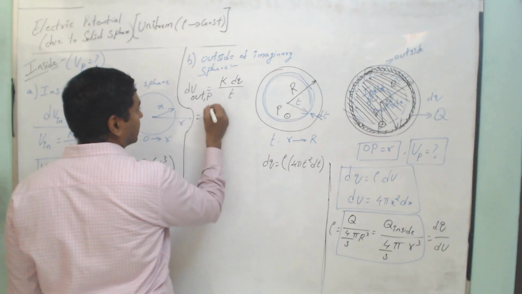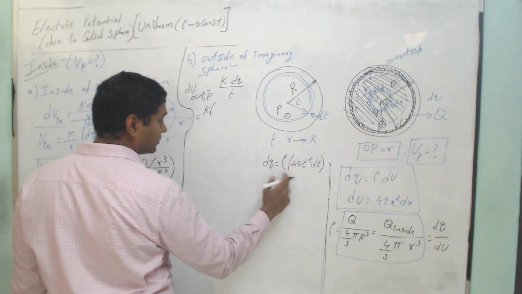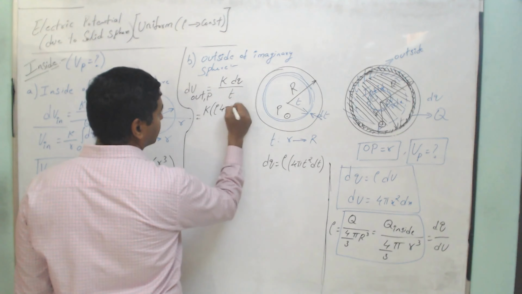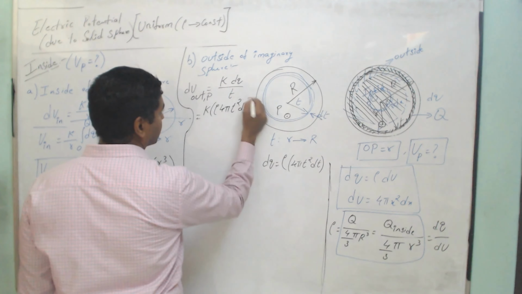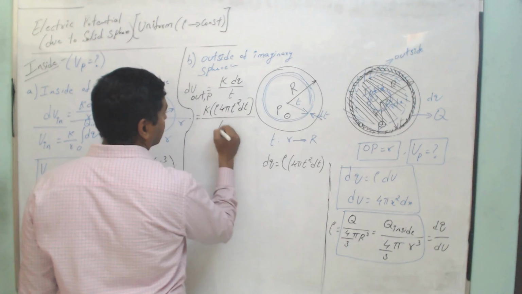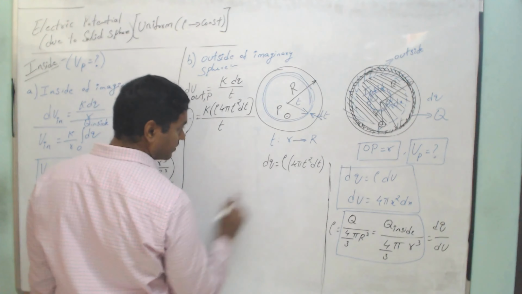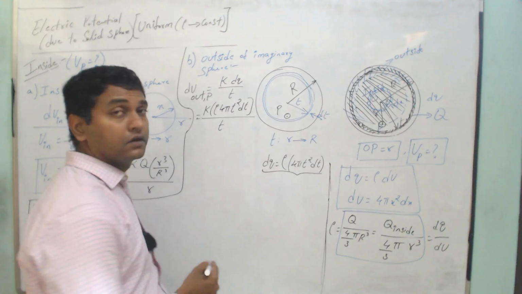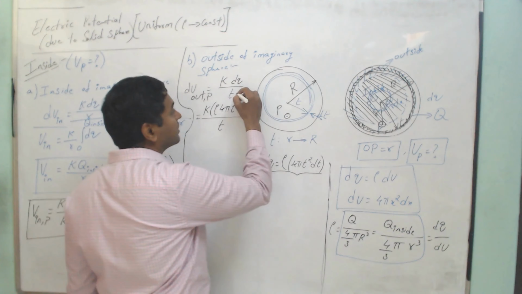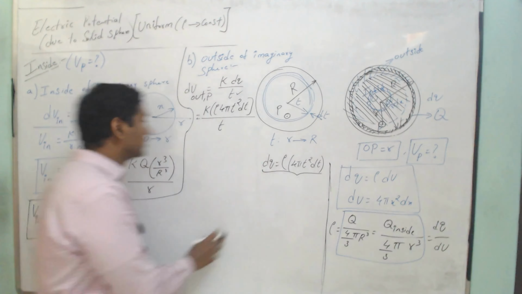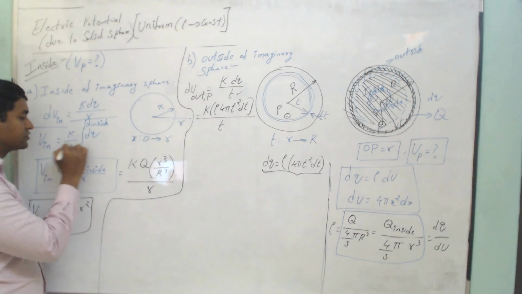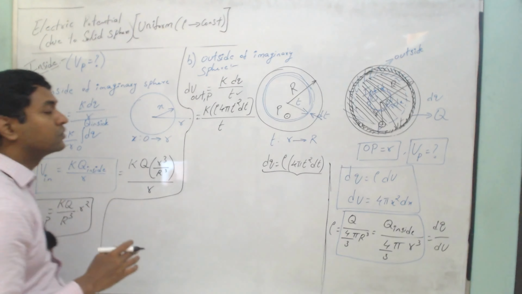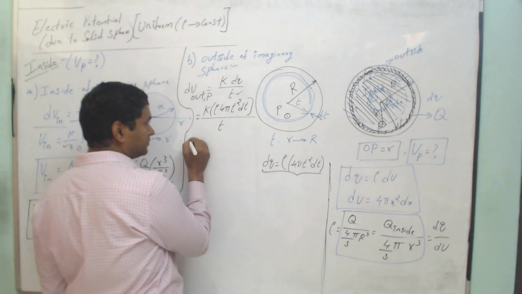Is equal to k dq, we'll have to substitute rho 4 pi t square dt, correct? I am substituting here, sir. Why are we substituting this dq over here? Yes, sir, because in the denominator we have a variable t. Here we had a constant small r and our variable was x.